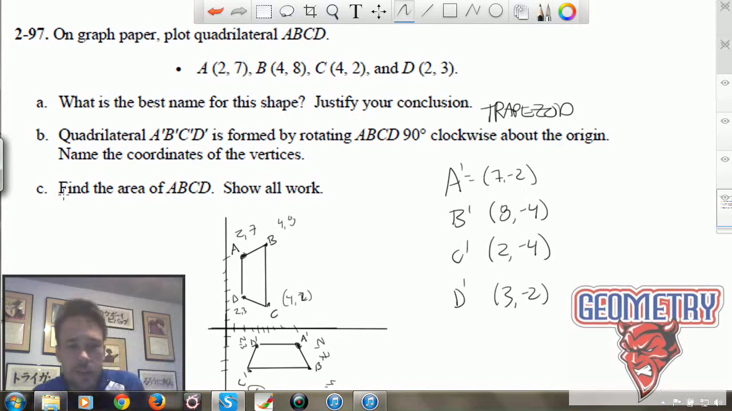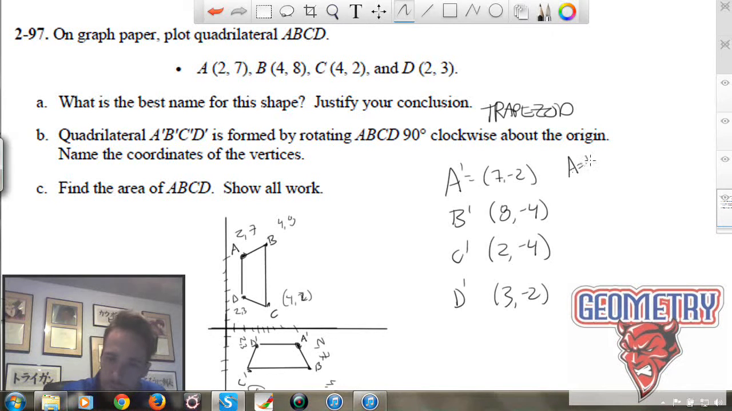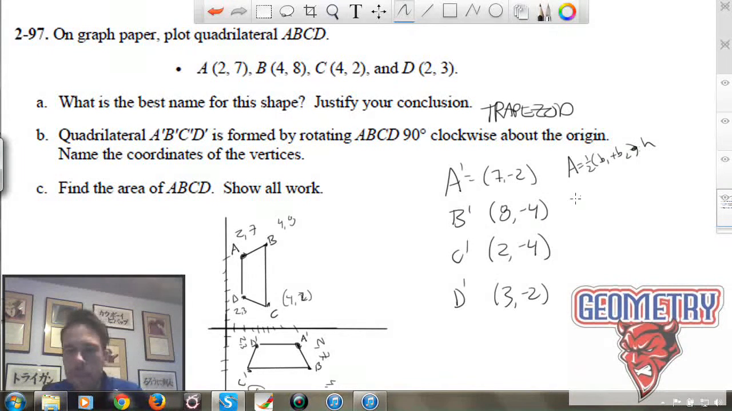The last thing we're asked to do is find the area of ABCD and show all your work. So to find the area of the trapezoid, I'm going to use the formula for the area of a trapezoid: 1/2 the sum of the bases times the height. So let's figure out, my tablet does not have an angle here, so my writing is all funky. Okay, let's figure out what the bases are and what the height is.